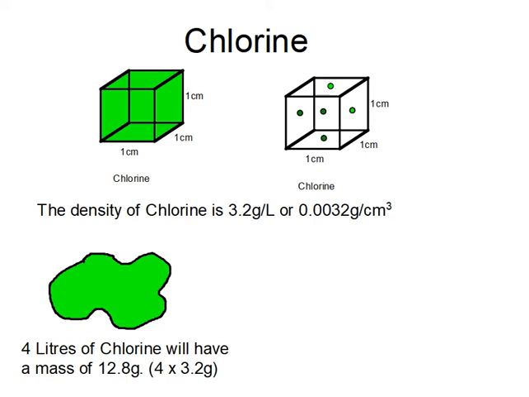So I'll explain it again. The density of chlorine is 3.2 grams per liter, meaning that for every liter of chlorine that you have, you get a mass of chlorine of 3.2 grams. And so if you have 4 liters of chlorine here, then the mass will be 4 times that. That should make sense to everybody.